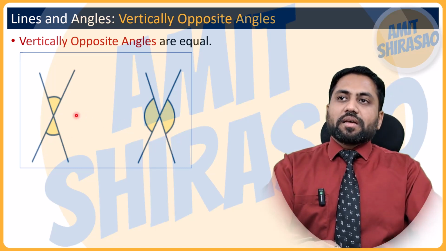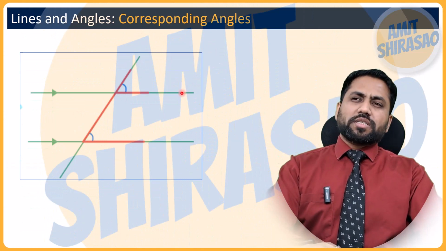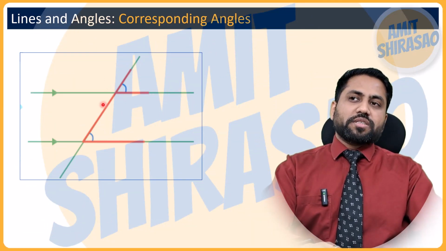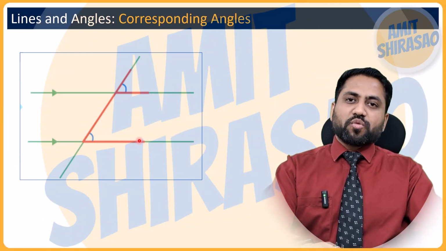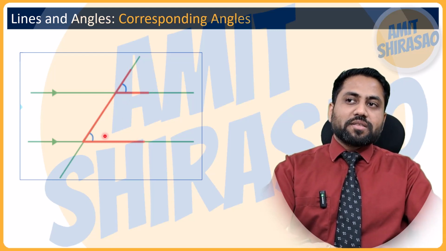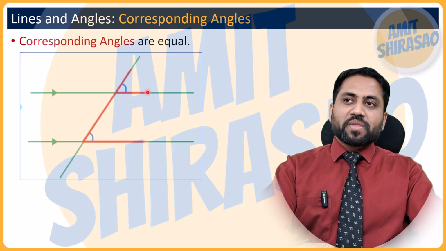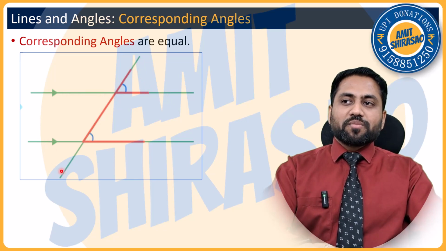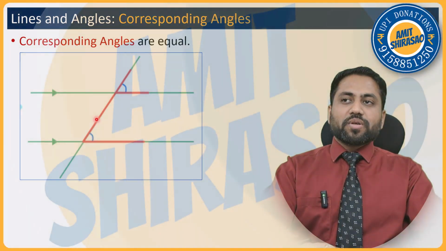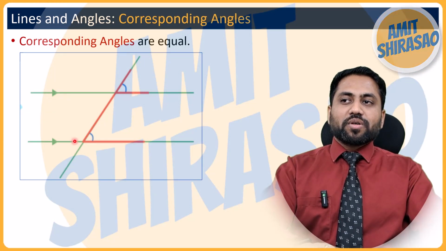Okay, then corresponding angles. So just remember all these words, because we are going to use these words while proving various theorems in quadrilaterals. Okay, so these are called corresponding angles, and corresponding angles are equal. Similarly, this angle is equal to this angle, similarly this angle is equal to this angle, and this angle is equal to this angle.